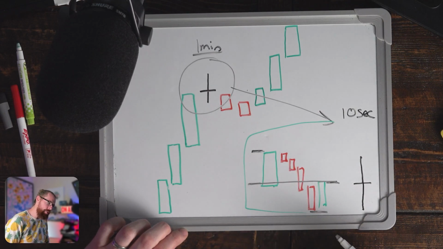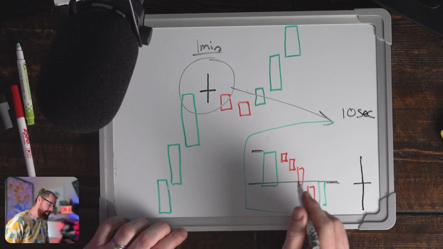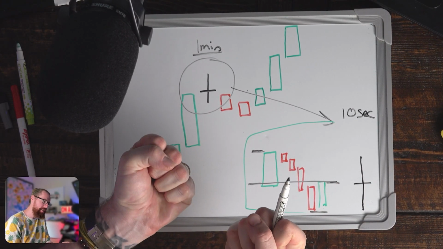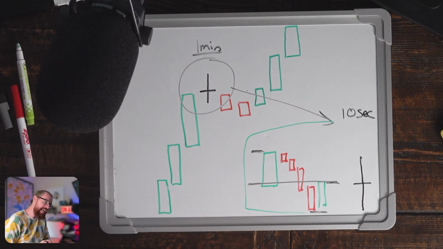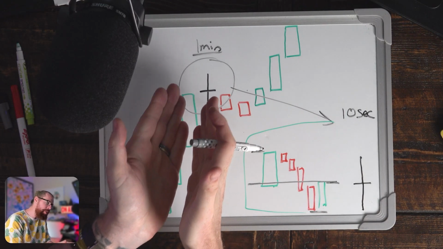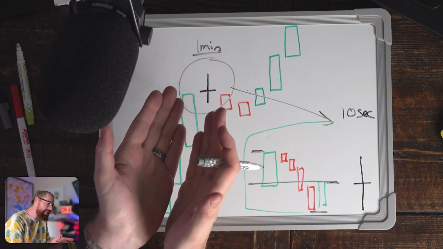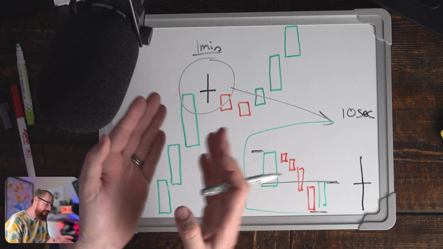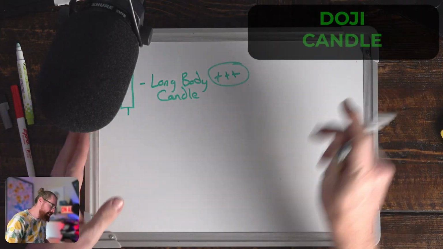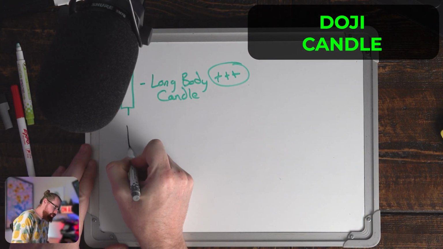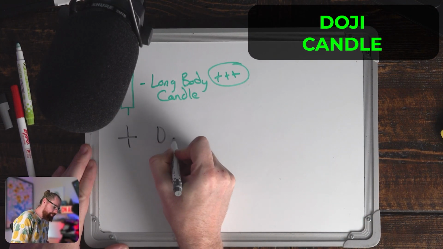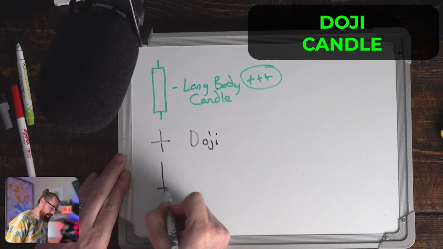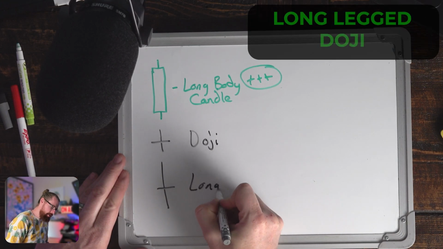And this price action right here, what does it communicate inside this candle? A tug of war, a battle is happening, right? You don't need a technical indicator to tell you that. You can see it right here based on the candlestick form. This is a battle that's occurring between the buyers and the sellers. We call this candle a doji candle. And so I'm going to draw it just like this. This is a doji right here. And this right here is a long-legged doji.